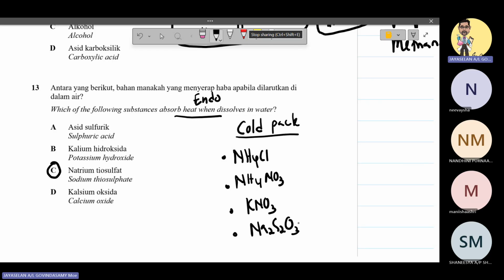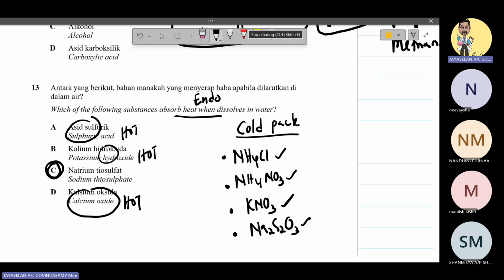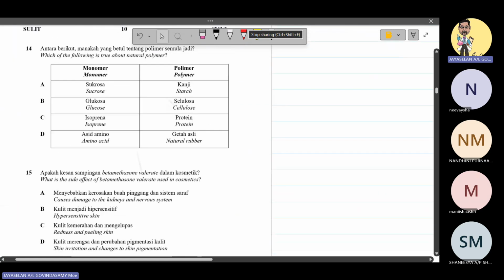So please remember sodium thiosulfate, potassium nitrate, ammonium nitrate, ammonium chloride. So answer C. Any question? This is hot pack. You do not need to find more. Sulfuric acid is hot, of course. Potassium hydroxide, an alkali, is hot. Calcium oxide will explode when it just touches water. It is a carbide stone. So answer A. Can I answer C? Okay, next one.